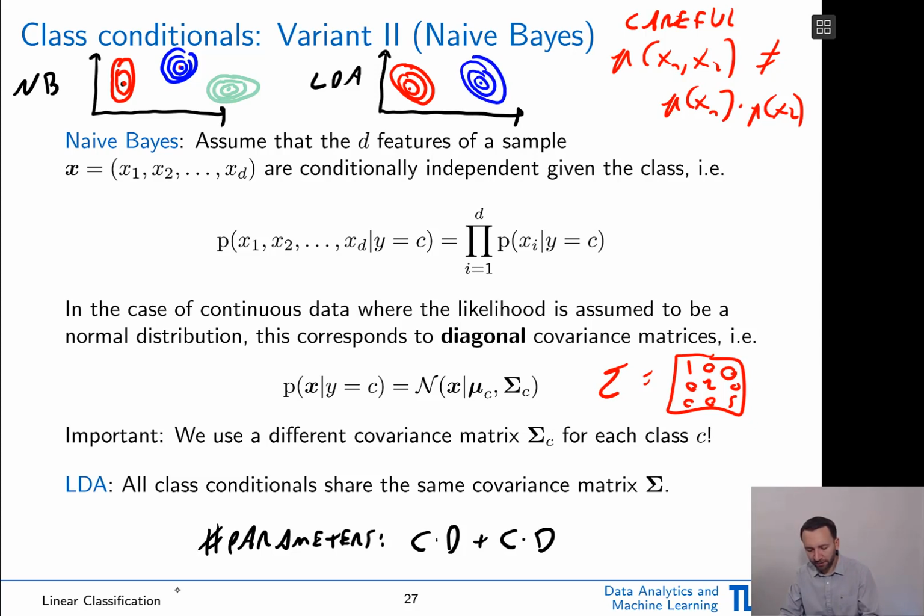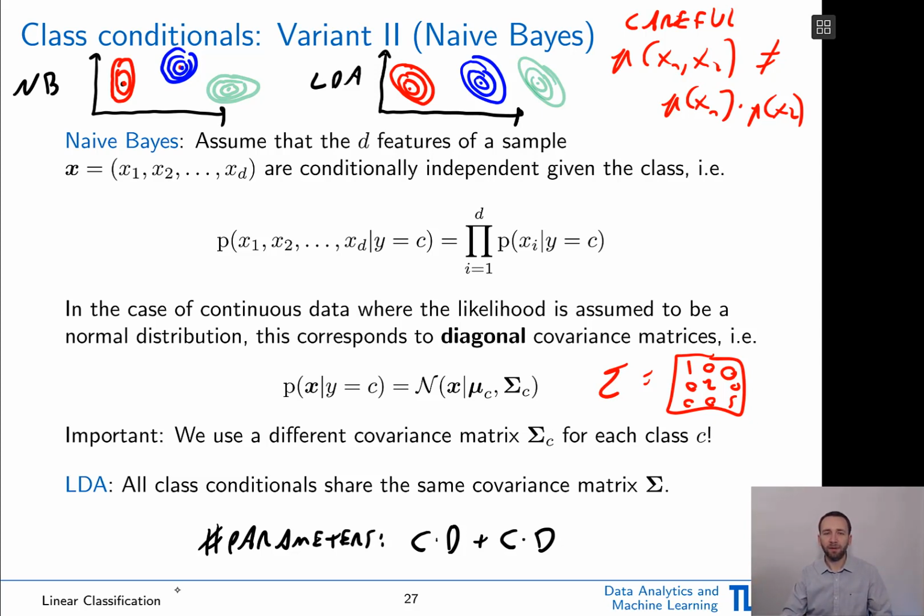So all classes, let's draw it here, all classes have the same covariance structure. So the sigma is shared. They all have the same shared correlation structure, just the mean is different, but it can be tilted. In naive Bayes, we always have this axis-aligned, uncorrelated covariance matrix, but it can be different per class. You see that these are really two different aspects.